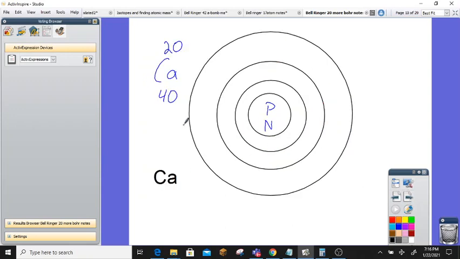Calcium. 20 protons, 20 electrons. So 1, 2, 8 can fit on the second ring. 8 can fit on the third ring. So I have 1, 2, 3, 4, 5, 6, 7, 8, 9, 10, 11, 12, 13, 14, 15, 16, 17, 18, 19, 20. Okay. So the protons and electrons, they are the same. The neutrons we subtract. 40 minus 20 is 20.